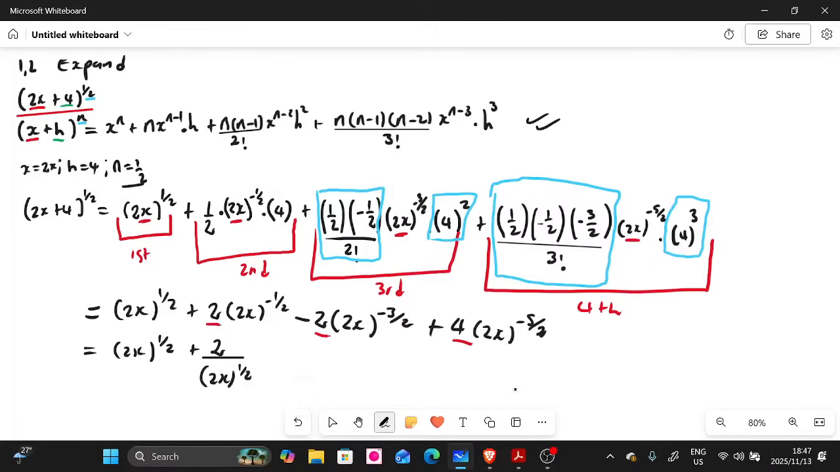Now remember, this 2x is going to go to the numerator and the exponent is going to change the sign. It's going to become positive. Just remember that, guys. These are exponents. And then we say minus. And then also here we're going to be left with 2, right, over 2x to the power of 3 over 2. As you can see, the exponent here changes the sign, becomes positive. And then the last one is going to be 4, divided by 2x to the power of 5 over 2. There we go.